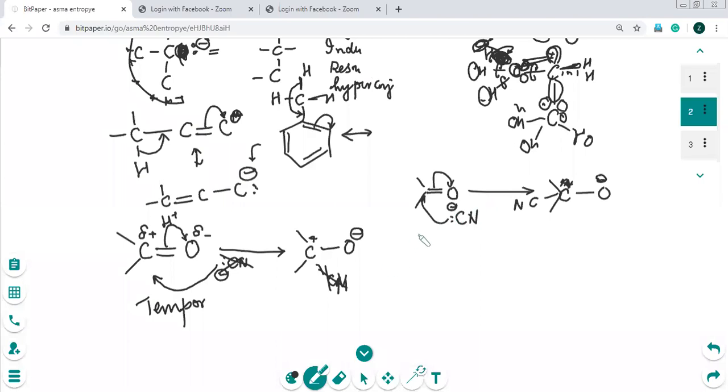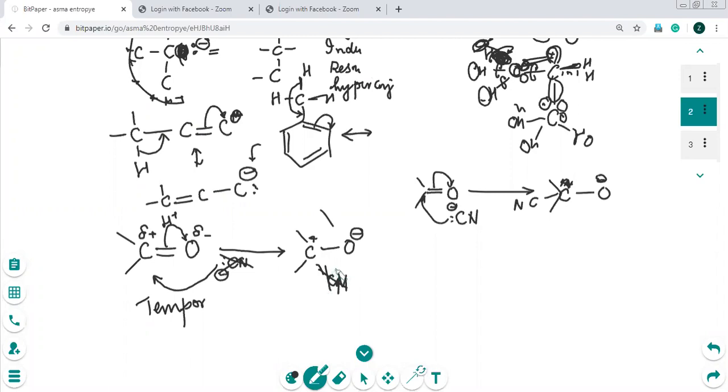Now, once you have got that, that is the electromagnetic effect. So these are the four electronic effects which affect the chemical reactions.